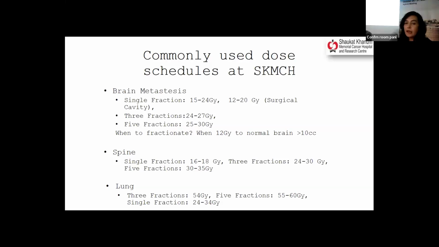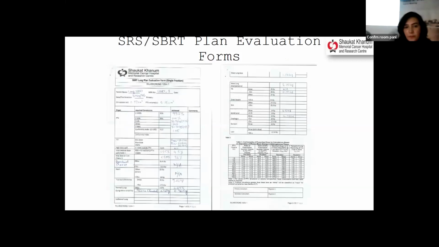And recently, like you mentioned, there is a greater use of single fraction SBRT, really since after COVID. So recently we treated a first lung patient with a single fraction of 30 gray, about a couple of weeks ago.